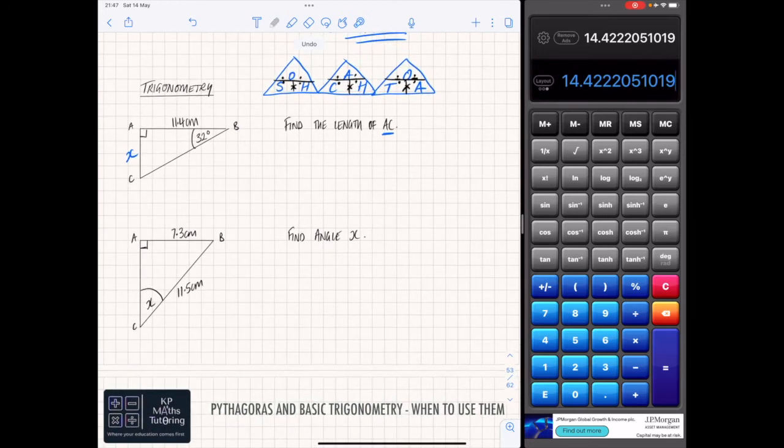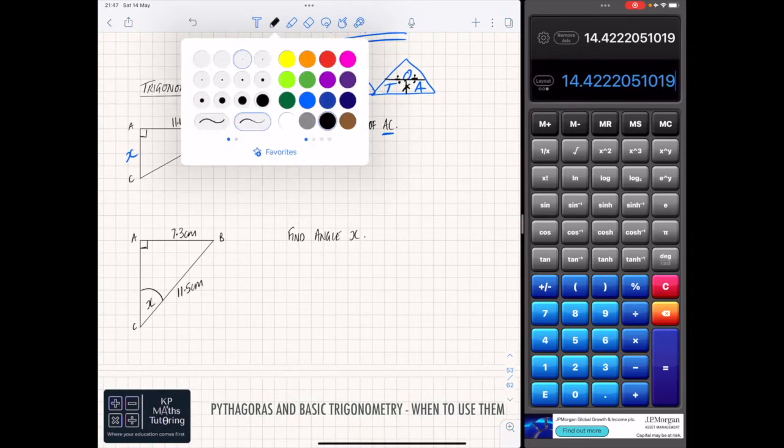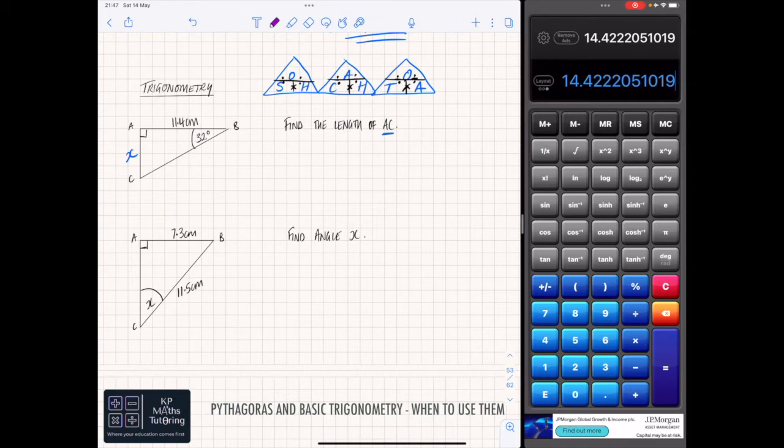So I'll show you what this looks like in context. Let's start going through what we do step by step. So the first thing you have to do is you have to label the triangle: opposite, adjacent, and hypotenuse.